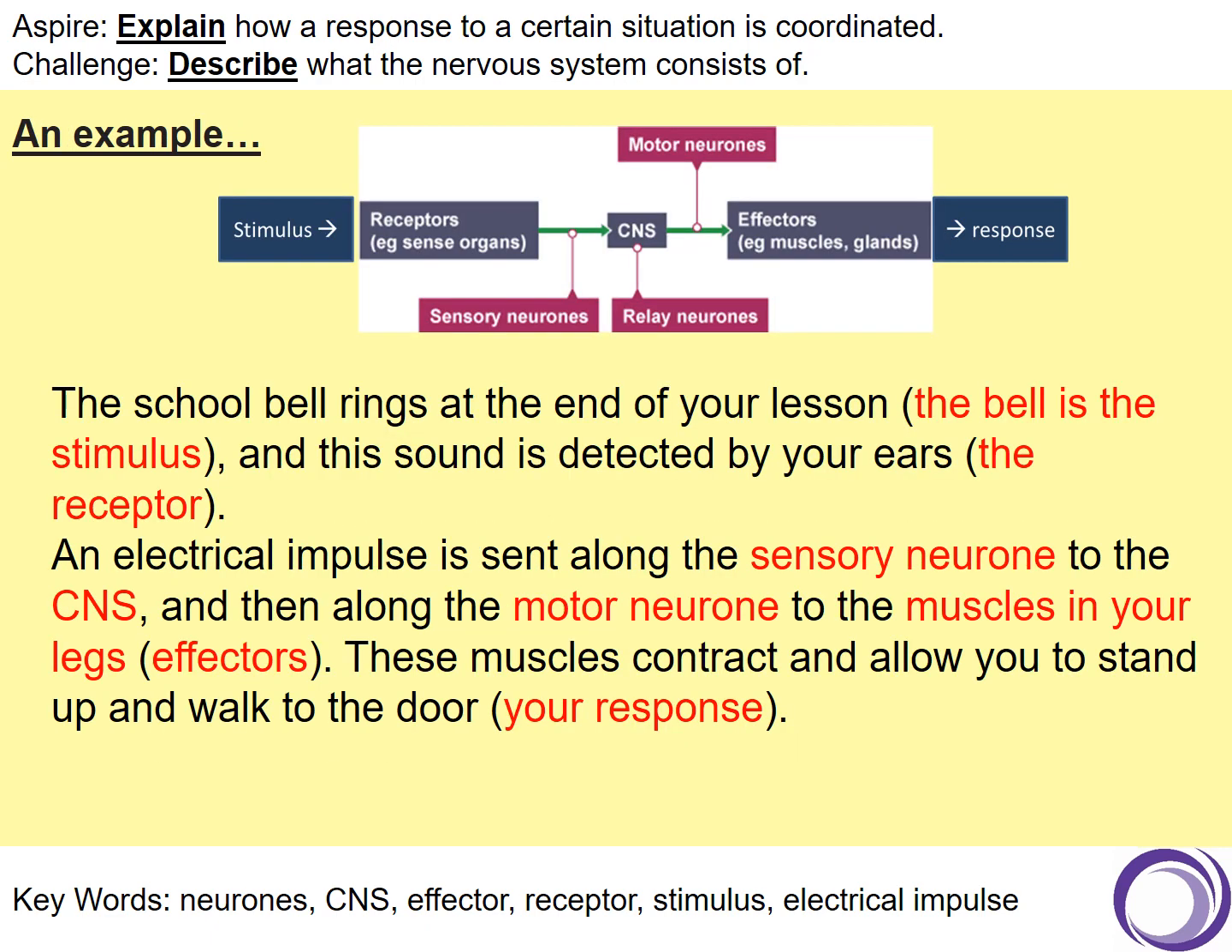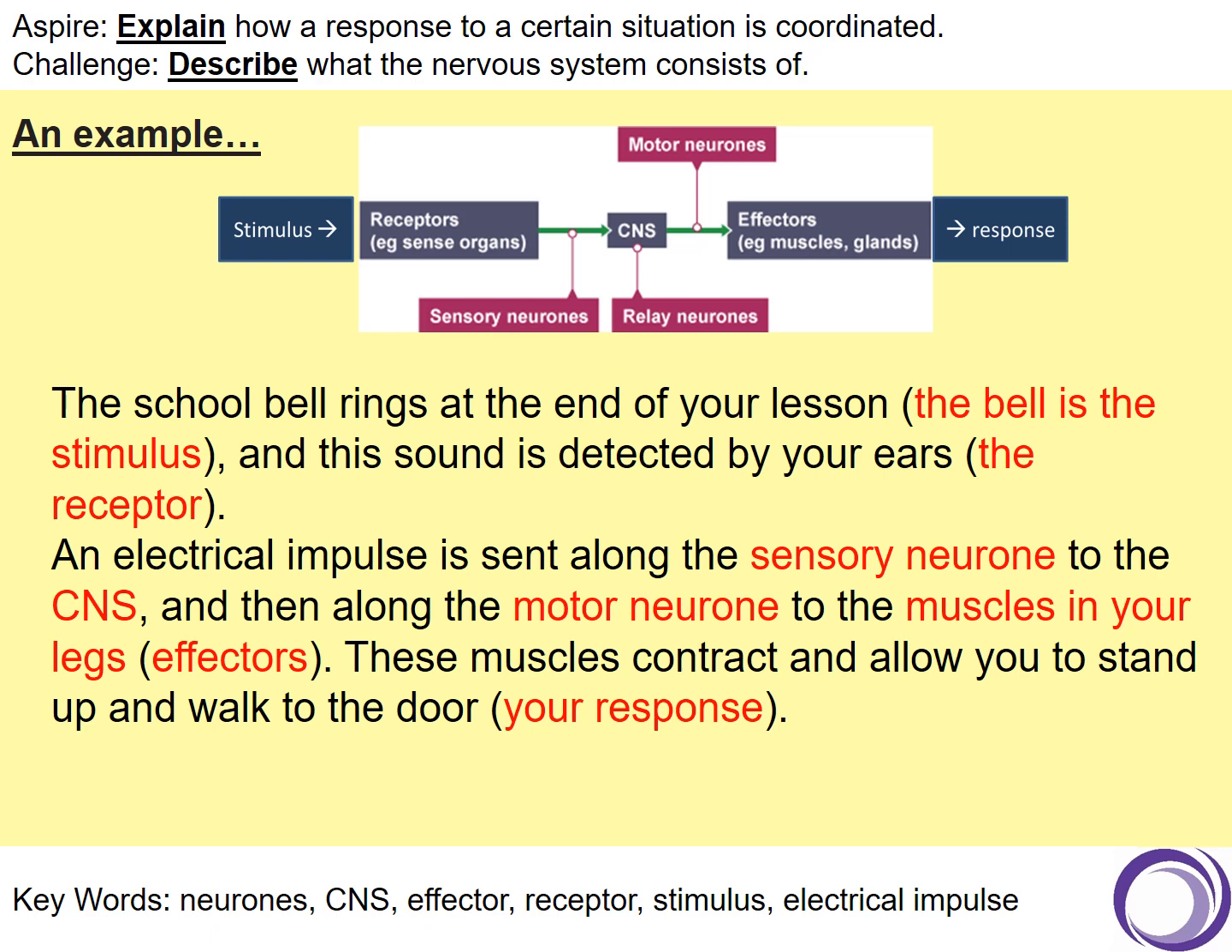So an example of this would be the school bell rings at the end of your lesson. So the bell is the stimulus, and that produces the sound. And then the sound is detected by your ears, and in your ears you have your receptors. An electrical impulse then is sent along your sensory neuron to your CNS, and then that coordinates a response.